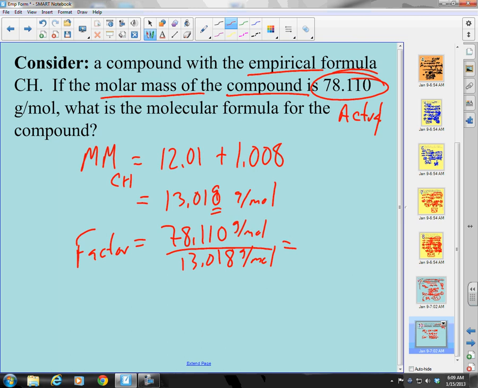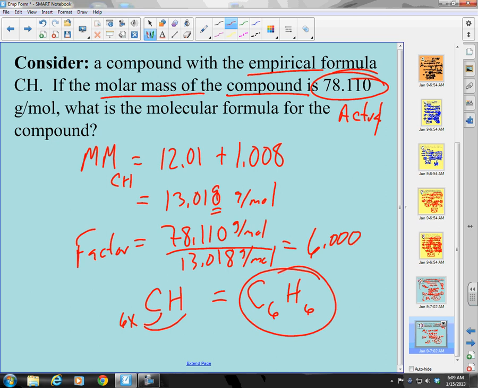78.11 divided by 13.018, and I get 6.000. That's my factor. So what am I going to do? CH, and I'm going to multiply the subscripts here by 6, meaning I get C6H6. Hey, wunderbar.